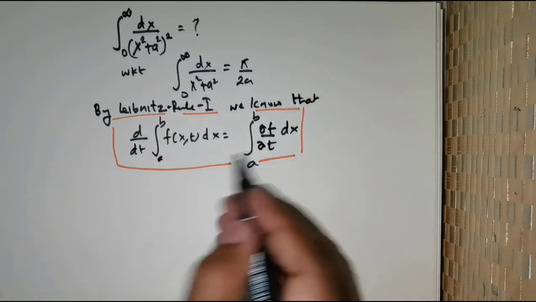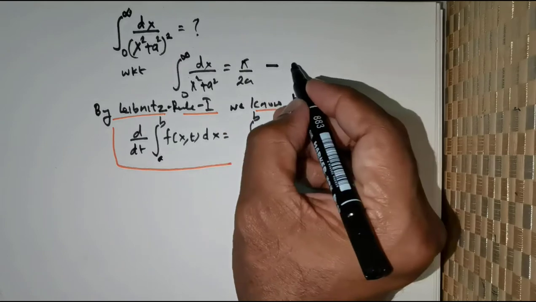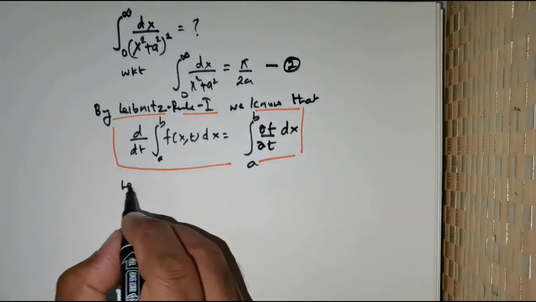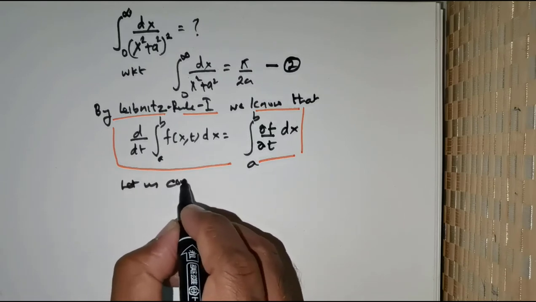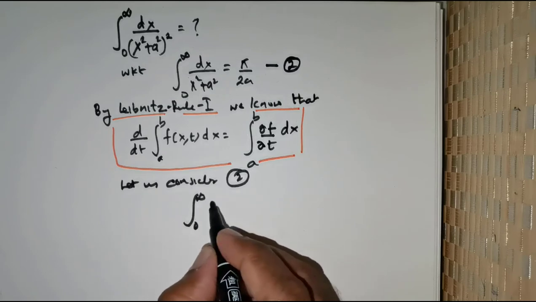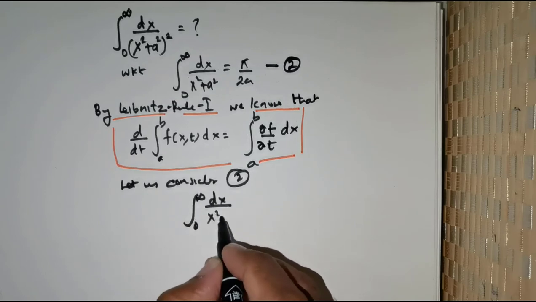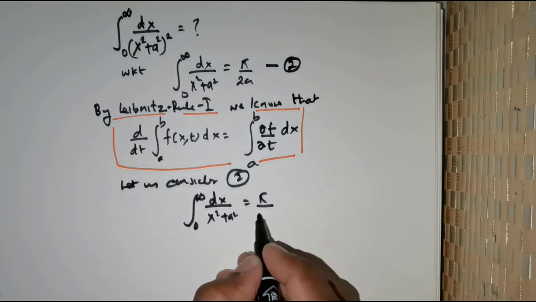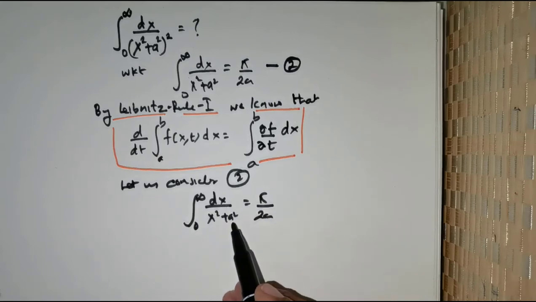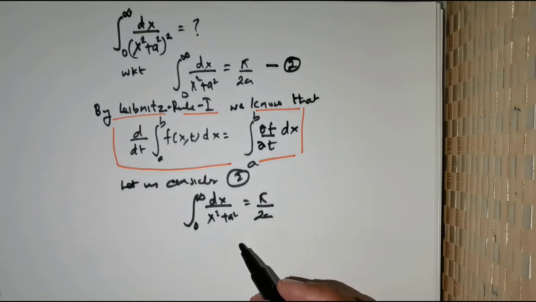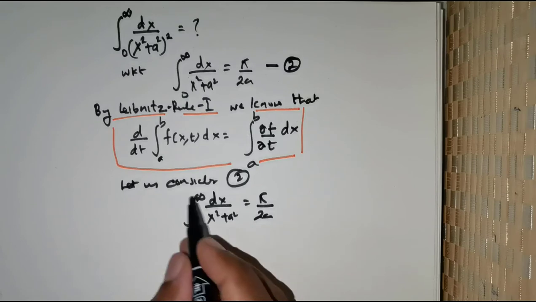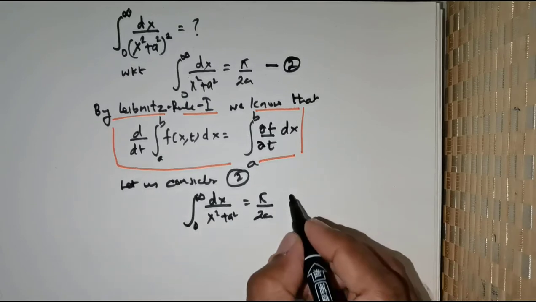So I will be using this result. Let me just take this as 2. So let us consider 2. So what is 2? The integral from 0 to infinity dx over x squared plus a squared is equal to pi over 2a. Now x is the variable, a is also the variable. That's the way I am treating it. So what I wish to do is differentiate both sides with reference to a.